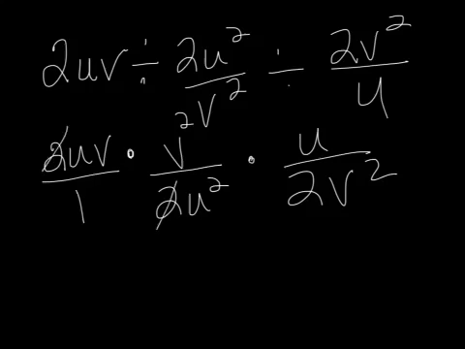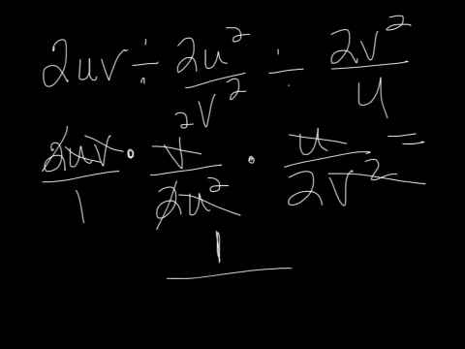So I'll reduce the 2's, and I have v and a v, that's v squared. I have a u, and that's u squared. Well, on top, everything canceled out. If you'll remember, that leaves you a 1. And on bottom, we have a 2. So the final answer is 1/2.